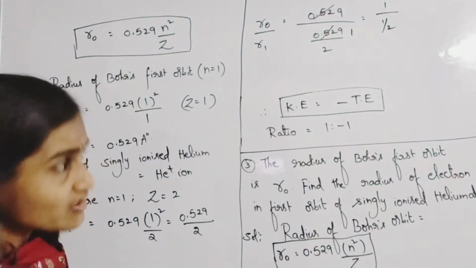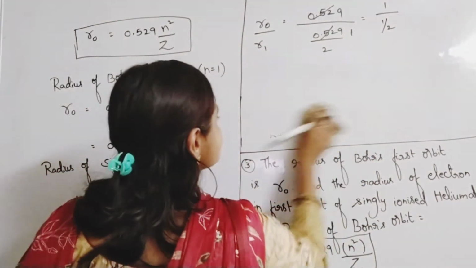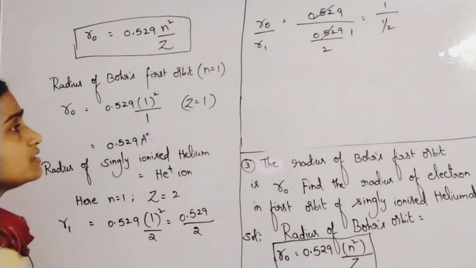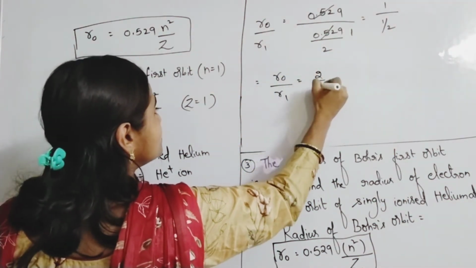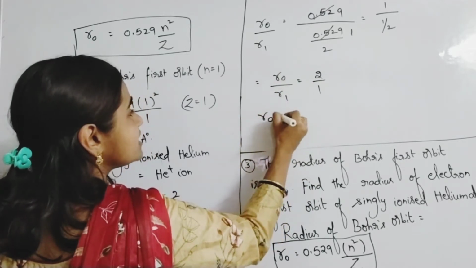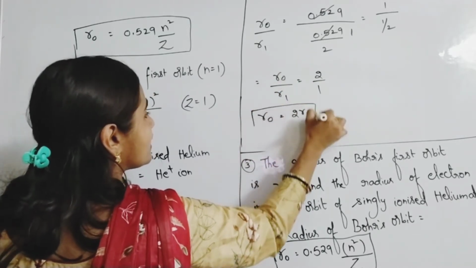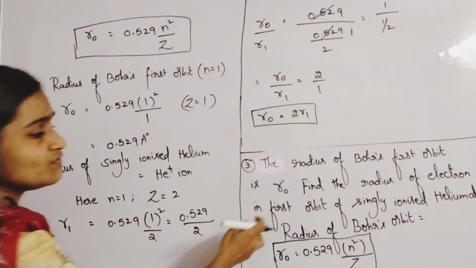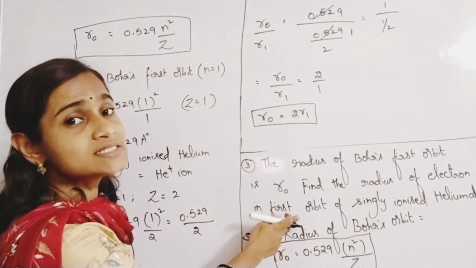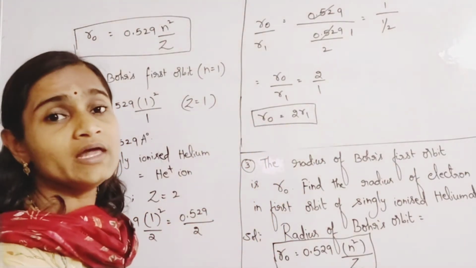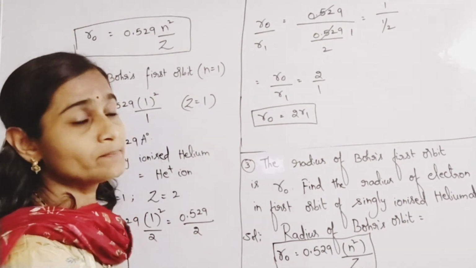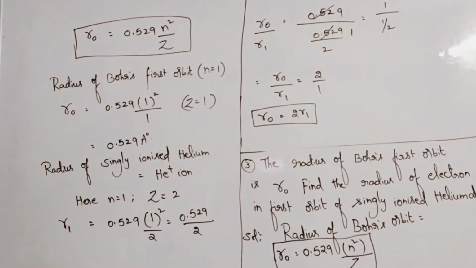So R0 by R1, the ratio will be 2:1, isn't it? Therefore R0 is equal to 2R1. So this is the relation which we got. The radius of Bohr's first orbit of singly ionized helium atom will be twice that of the radius of the electron which is in Bohr's first orbit. So R0 is equal to 2R1. That was the relation which we got. Very important question.